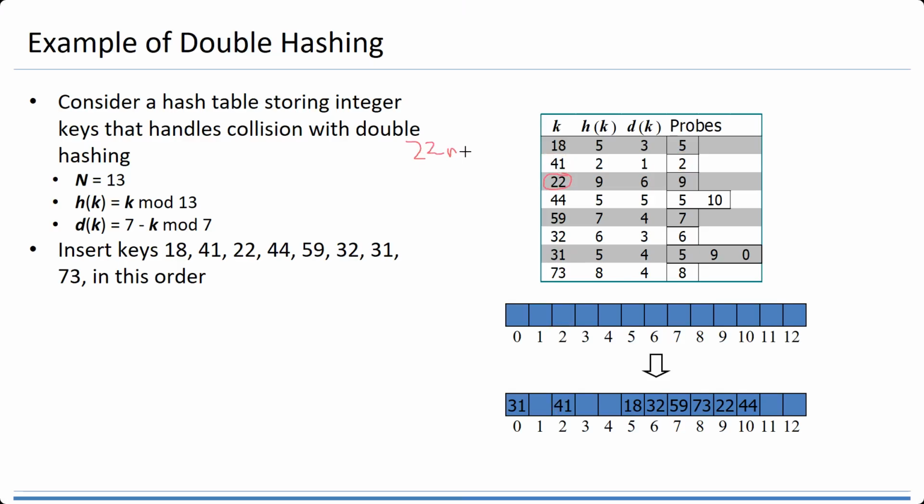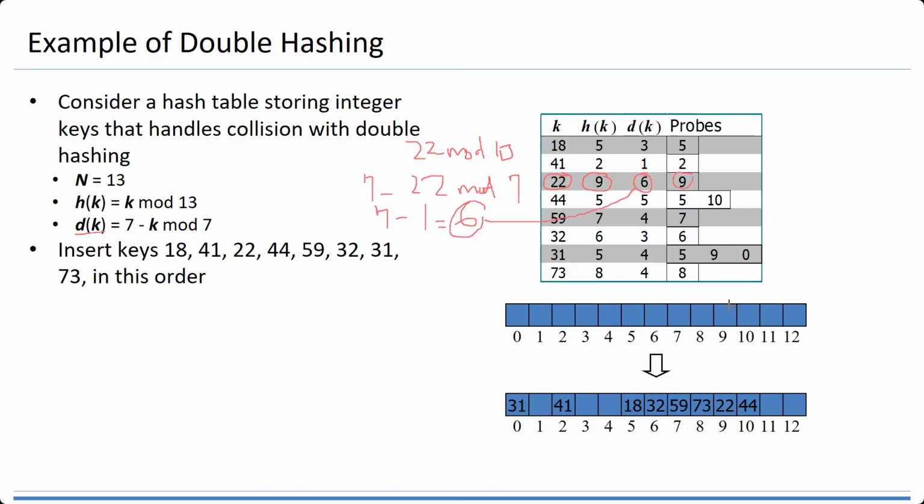22 mod 13. Then it is 9. With the secondary hash function, 7 minus 22 mod 7. Then it is 7 minus 1. So the value is 6. We put 6 here. Now we have 9.